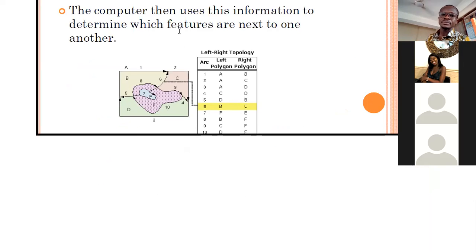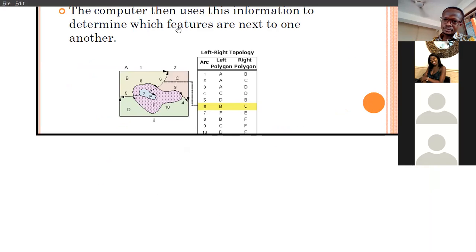All right, so left polygon is A, right polygon is B. It means I'm on arc 1. So arc 1 is this particular arc. Okay, arc 1 is this one, and it's going this way. The arrow is pointing this way. That means my left side is A and my right is B. So A is the outside area. The outside is A.